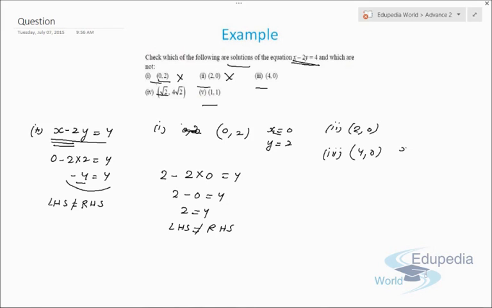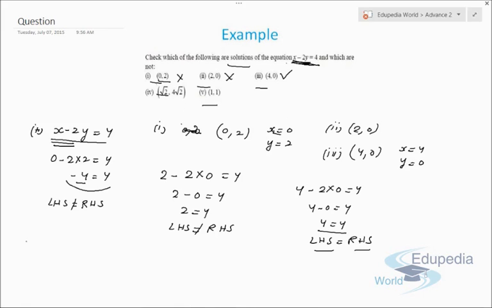Now the third is 4 and 0. So in this part X is 4 and Y is 0. When we put these values in the equation, we get 4 minus 2 into 0 equals 4. So we get 4 minus 0 equals 4, so 4 equals 4. We can clearly see that LHS is equal to RHS. So this is a solution of the linear equation in two variables.